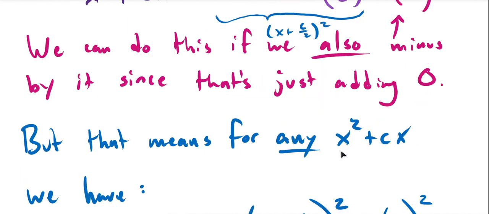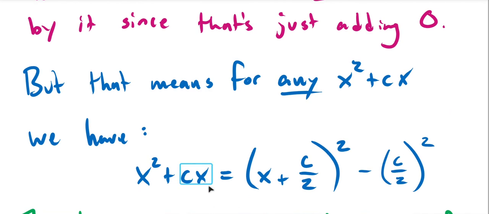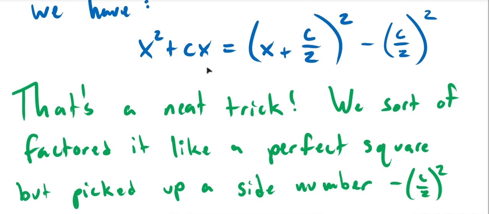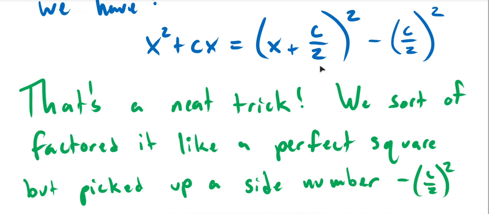We're going to be able to get rid of this and isolate this square. This is going to work for anything that looks like x squared plus cx. We could move the c over 2 squared over to the other side and say that every x squared plus cx is actually equal to x plus c over 2 squared minus c over 2 squared. This is a neat trick because we're going to be able to take anything that looks like this and turn it into a square that we can actually isolate. We've got something here that looks like a perfect square. It's just got this extra number, c over 2 squared, which we could calculate.